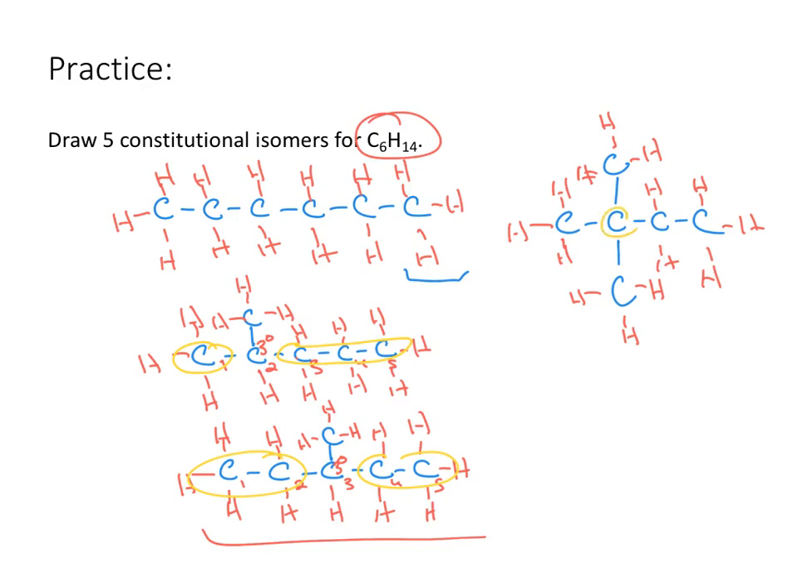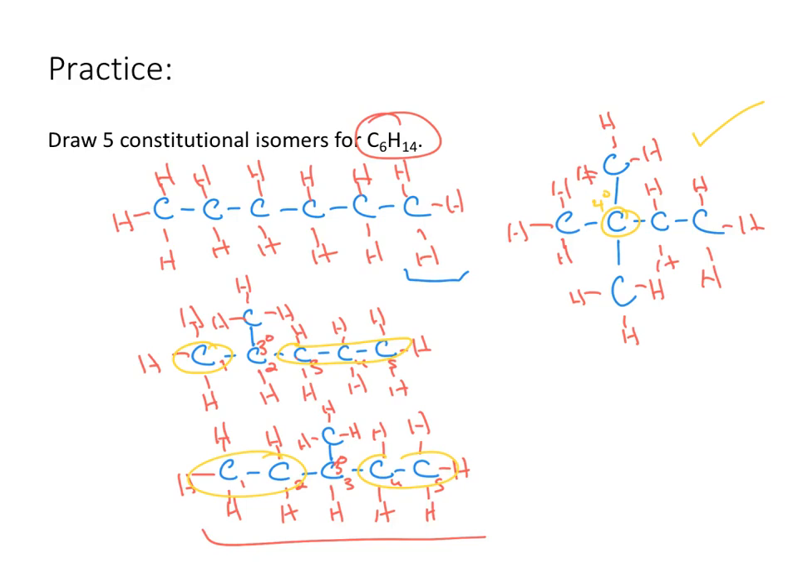So here I have a quaternary carbon. It's a carbon connected to 4 other carbons. I don't have that in any of the other structures, so I can feel pretty confident this is indeed a new constitutional isomer. So that gets me up to 4 constitutional isomers. There's a total of 5, so I just have one more to figure out how to draw.